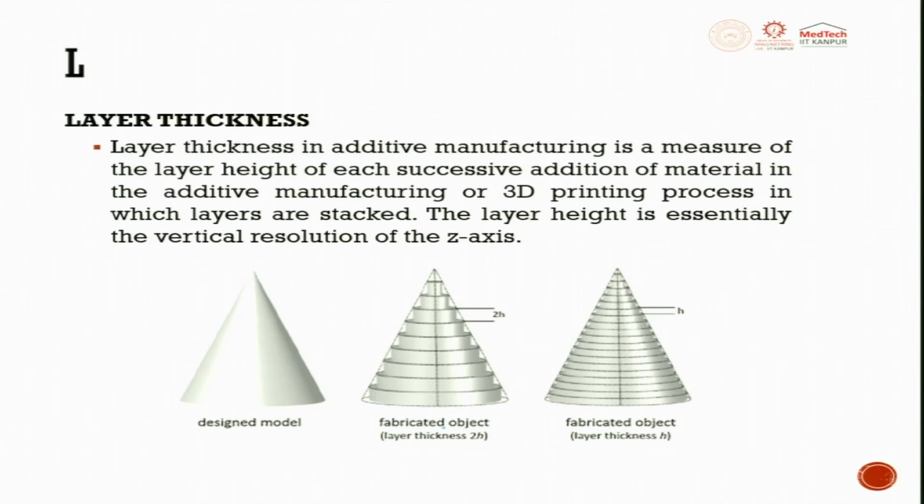Layer thickness: you can have varying layer thickness. In additive manufacturing, it is a measure of the layer height of each successive addition of material in the additive manufacturing or 3D printing process in which layers are stacked. So, layer thickness is what thickness the layer has. You can have the same layer thickness all across the component. You can have varying layer thickness across the component. That is called adaptive slicing methods.